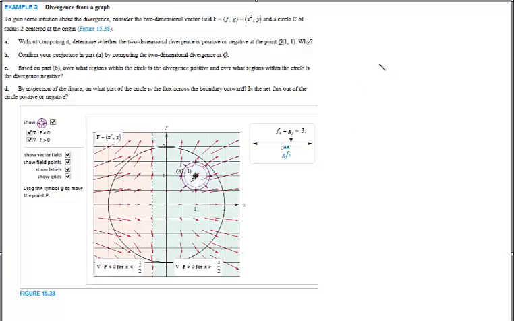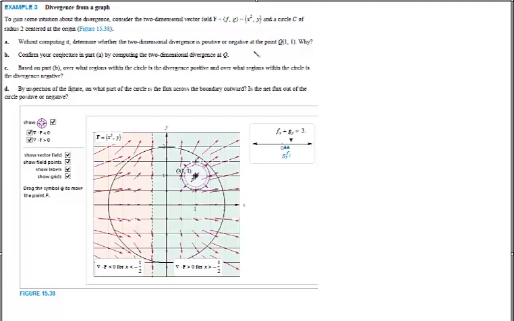In example 3, they're wanting us to get an intuitive sense of what's going on with the divergence, and we're given this circle of radius 2 centered at the origin, and they want us to determine the two-dimensional divergence at the point (1, 1). So here I am at the point (1, 1). They want me to say whether the divergence is positive or negative. Well, at this point I can see that my f and my g functions are both increasing. So that must mean that at that point the two-dimensional divergence is positive.